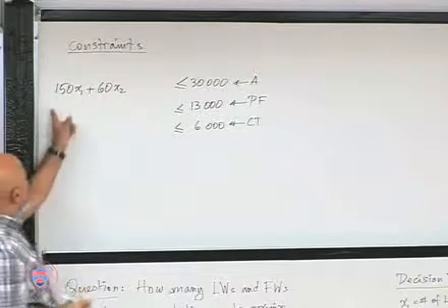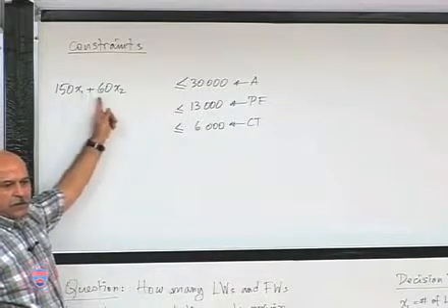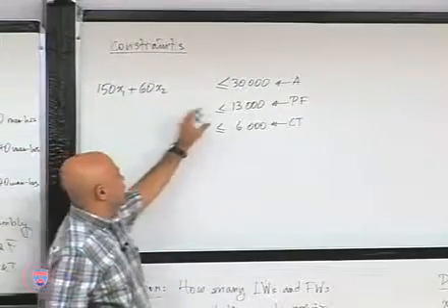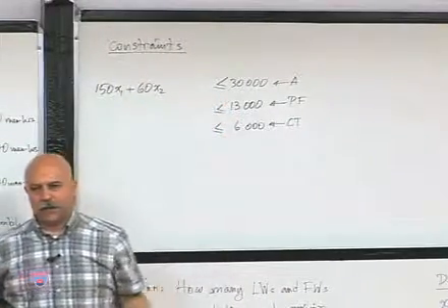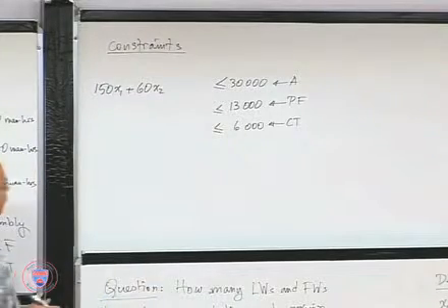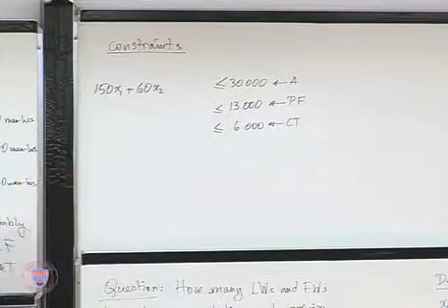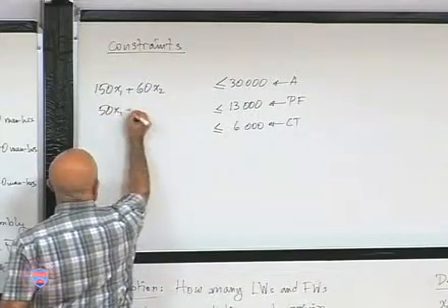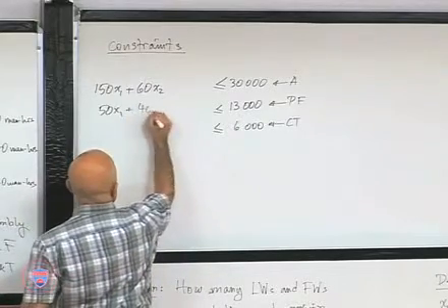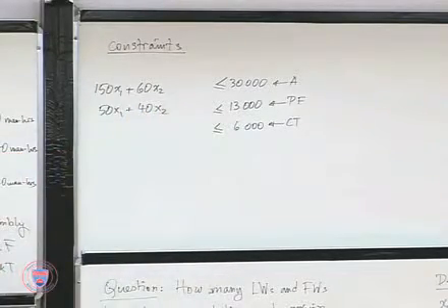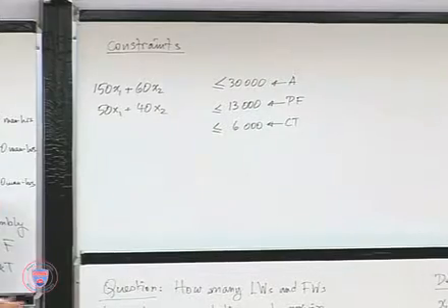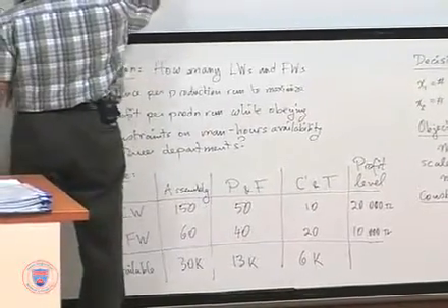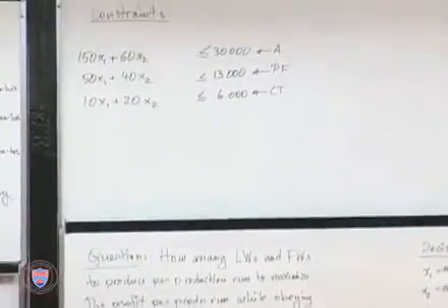That's a linear relationship. Again, constant times variable plus constant times variable. So this is linear on the left, and you require that linear function not to exceed a particular constant, which is 30,000 in this case. For the second one, the constraint will simply look like 50 x1 plus 40 x2, which comes from the second column of your table. And for the last one, it will be 10 x1 plus 20 x2 less than or equal to 6,000. Okay?